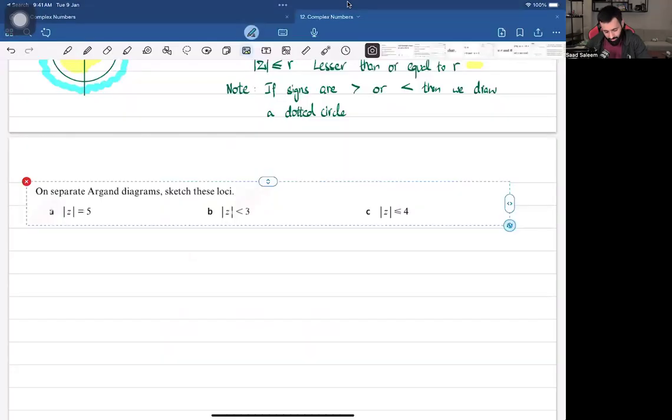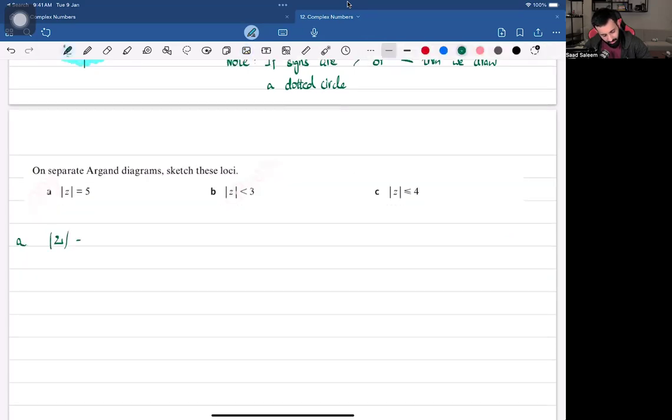Okay, so here they are. On separate Argand diagrams, sketch these loci. First part: the locus is such that modulus of z is equal to 5, which means that we will sketch a circle with radius 5. Why is the center the origin? Because inside the modulus, you just have z.